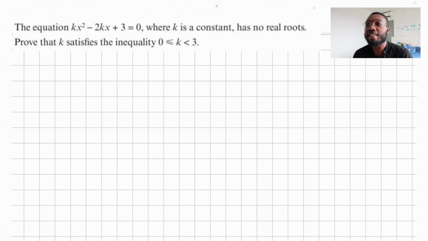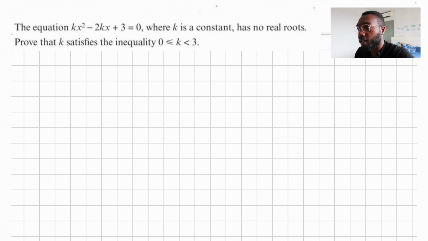So we need to prove that k satisfies the inequality 0 ≤ k < 3. So how do we solve this? Well, what do we know about this? It says that something has no real roots. So when it says something like that, in my head, I instantly think about the discriminant, okay?